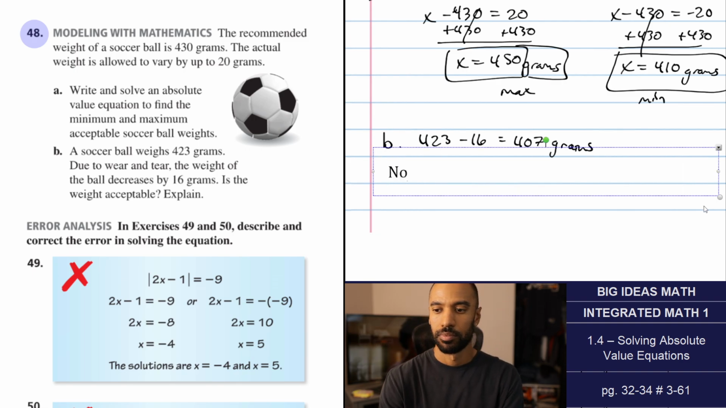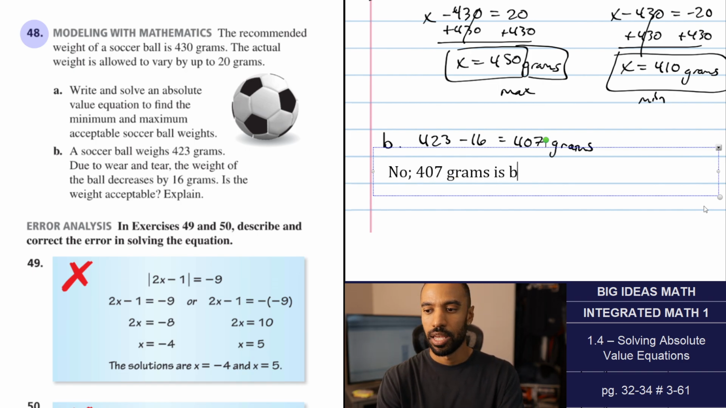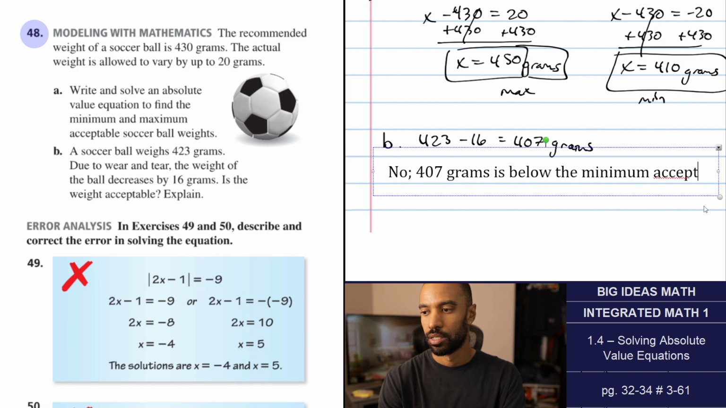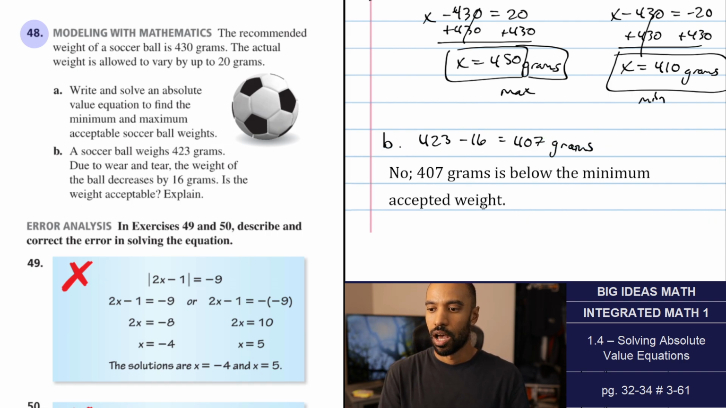I don't know what they do. Consult Tom Brady. 407 grams is below the minimum accepted weight of 410 grams. I don't know what they do in that scenario, but there it is.